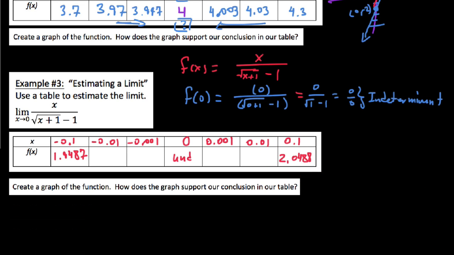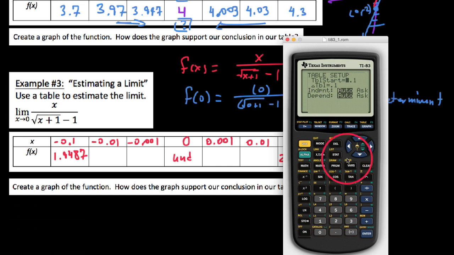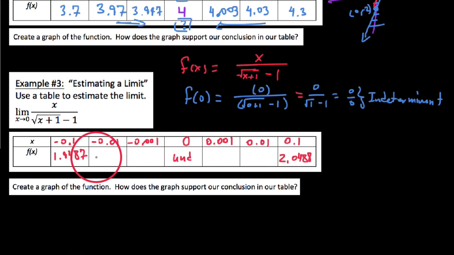Now, as we go back to our calculator and we change our table set to, again, start at 0, but this time go by 0.01s, and we go back to our table, and I'll hit up once here. We can see that at negative 0.01, we're at 1.995, and over here, I'm going to venture a guess we have 2.005. Let's go back and look. We certainly do.